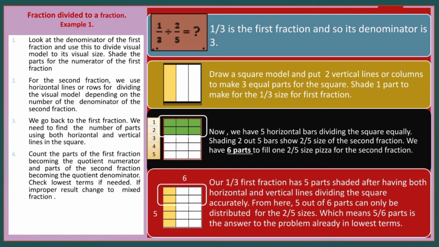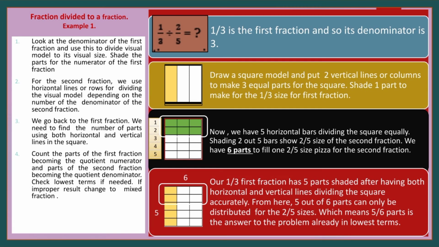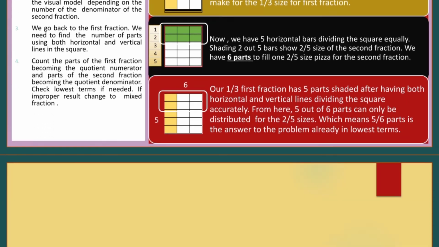We count the parts of the first fraction as the quotient numerator and the parts of the second fraction as the quotient denominator. Check lowest terms if needed. If improper, change to a mixed fraction.